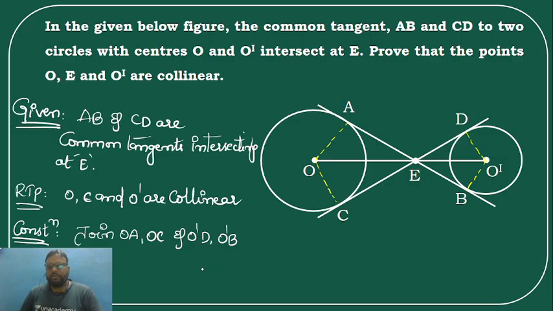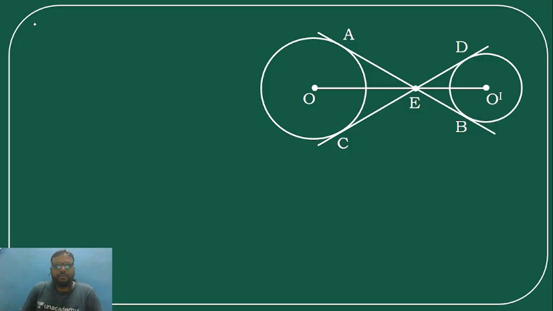Now we will go for the proof. OA and OC are joined as per the construction. Similarly, O dash D and O dash B are joined. Now we know clearly that the angle formed here will be 90 degrees. Similarly, here also 90 degrees. Angle O dash DE will be 90 degrees, angle O dash BE also will be 90 degrees, right? We know this because the radius is perpendicular to the tangent at the point of contact.